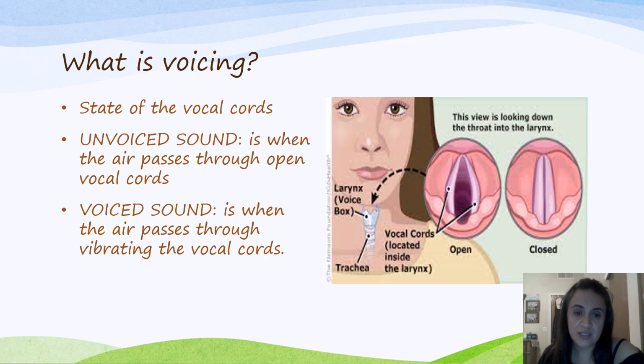A voiced sound is when the air passes through vibrating vocal cords. Here in the image, we can see the vocal cords closed. When the vocal cords are closed, that is when they are vibrating. Examples of voiced sounds are z, z. You can feel the vibration in your neck. All vowels are voiced sounds. The vocal cords are essential in our voice.